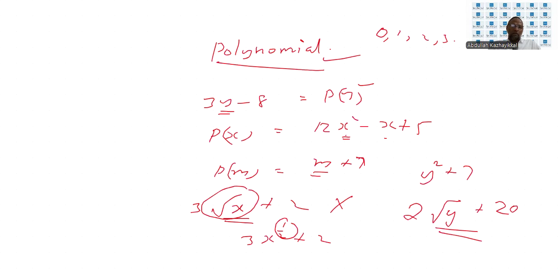Listen here. How can we write a polynomial or algebraic expression with 2 variables, or 3 variables? Suppose I am writing 5x plus 2y plus 7. That is a polynomial in 2 variables, x and y. So it is not a polynomial in one variable.